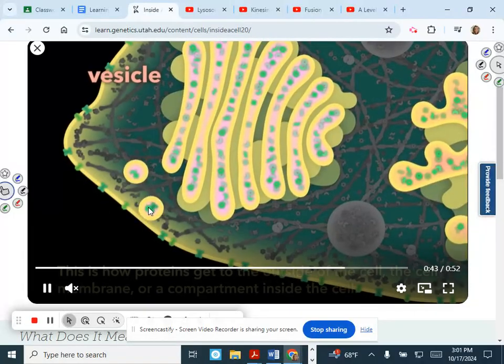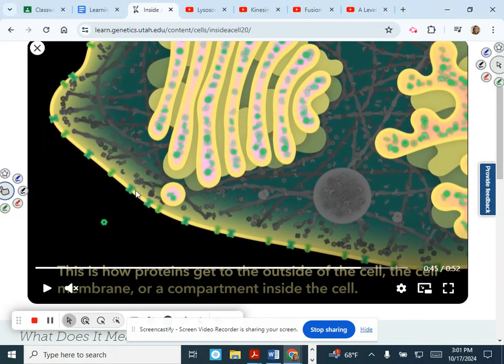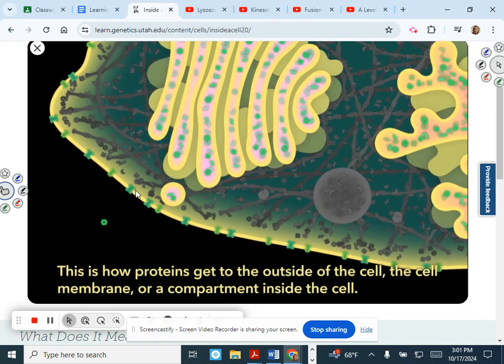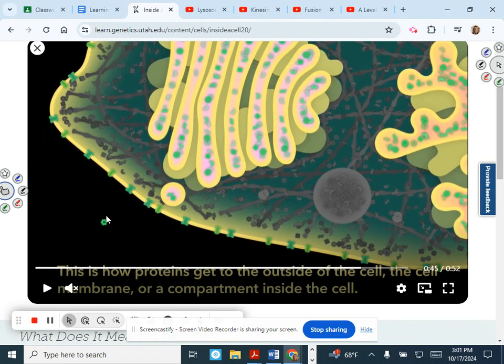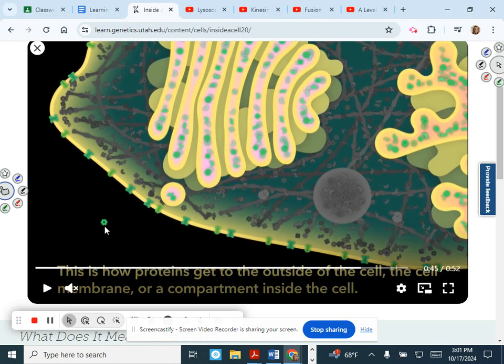Let's watch what happens to the protein. Looks like that vesicle just fused with the membrane and became a part of the membrane. And now that protein that was in the middle of the vesicle has been released from the cell. So if you ever hear that your cells secrete or release insulin or adrenaline, those are proteins. They traveled in a vesicle and eventually got put outside of the cell.